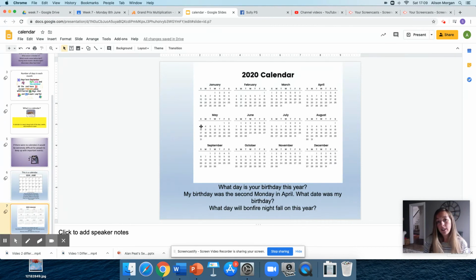So then on the next slide here, I've now got an example of the 2020 calendar for the entire year, okay? So I want you to have a look, sorry if it's a bit small, but have a look at the calendar and I want you to try and work out what day your birthday is on this year. So you might have already had it or it might be coming up, and tell a parent.